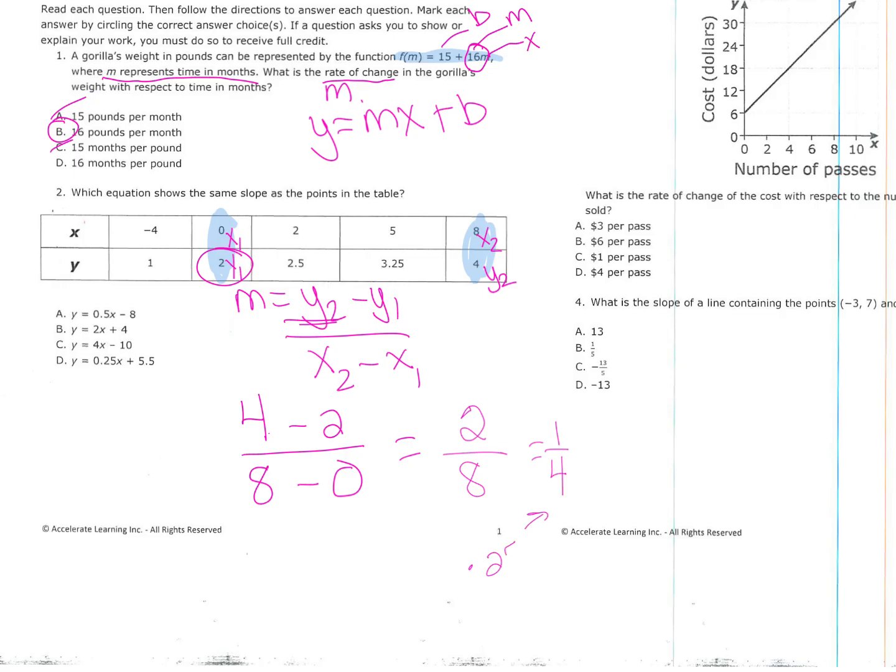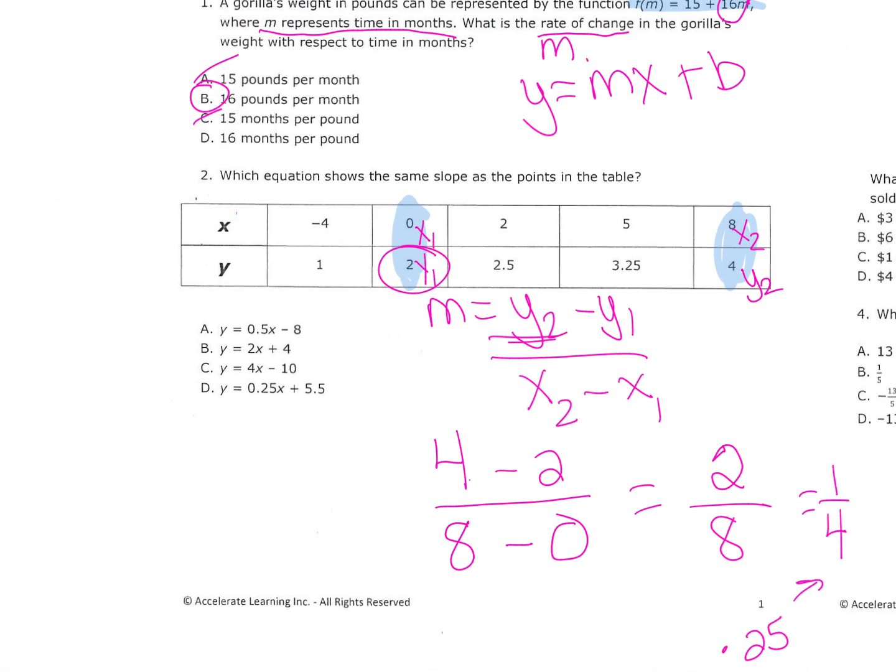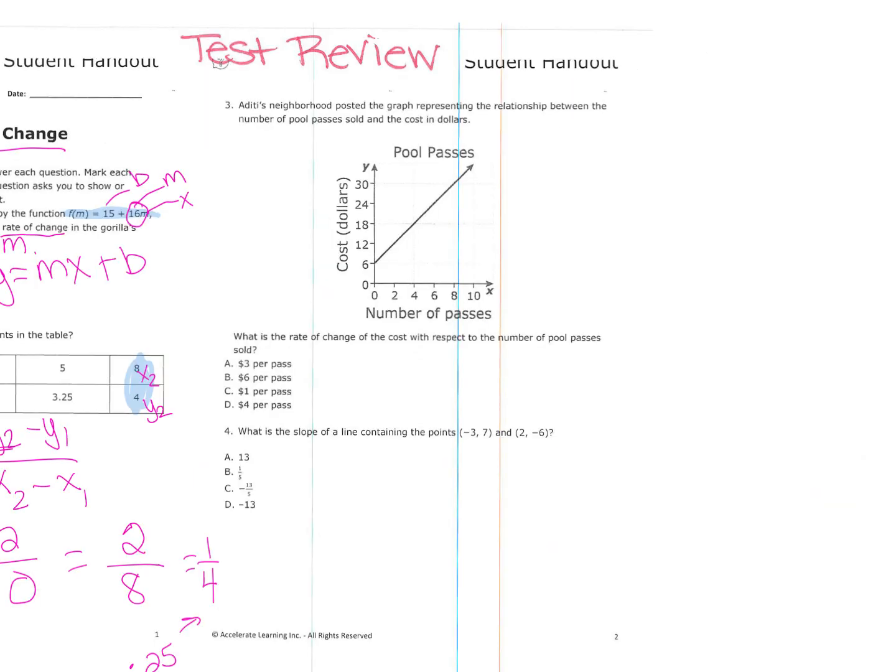Now looking at my equations, remember our equations are written as y equals mx plus b, so I need to look at that m. So what is attached to the m? Anything with 1/4 or 0.25, that is D. I do not care what my y-intercepts are. I am just simply looking at my slope.